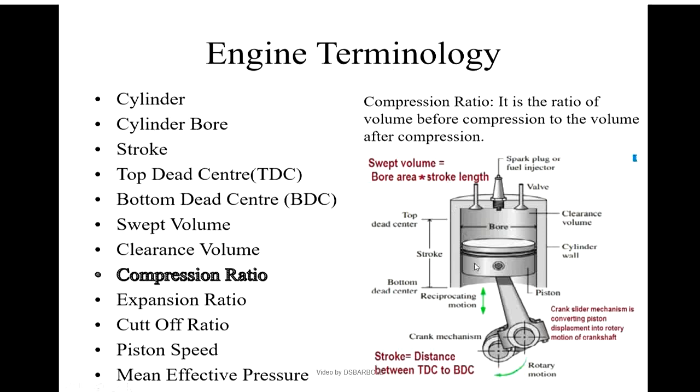So, when this piston moves from the bottom dead center to top dead center, and if both the valves are in a closed position, the volume is reduced. So, the ratio of the volume before compression to the volume after compression is called the compression ratio.